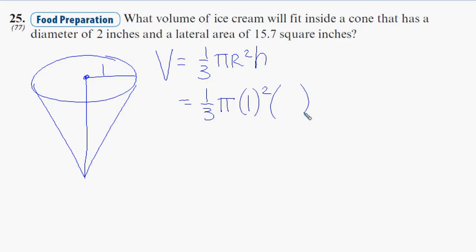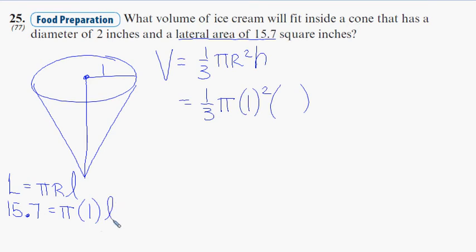Okay, the unfortunate thing about this is that the height is kind of buried in this information right here. So I guess we'll have to take the lateral area and figure out. So this lateral area is equal to, do you remember the formula? Pi times the radius times the slant height. So we know that this is 15.7. We know pi, we know that the radius is 1. Now we can figure out what the slant height is.